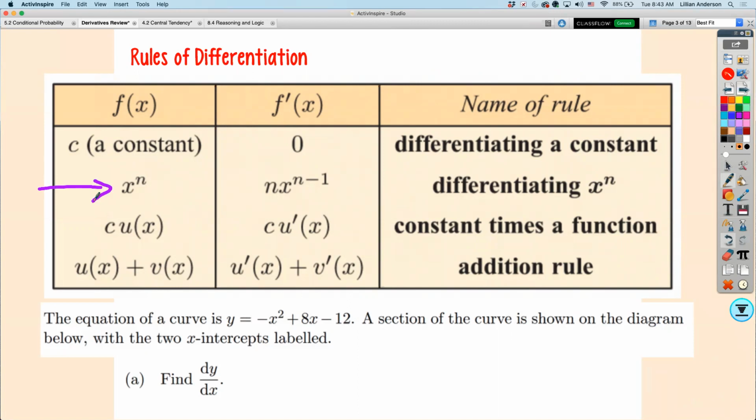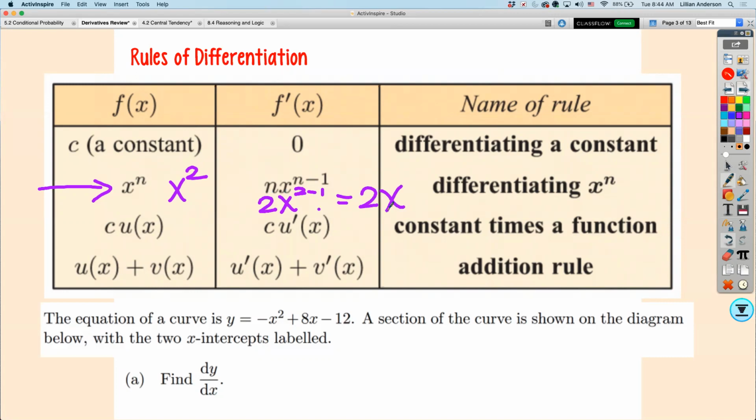You have written this down before. I literally pulled this from your old notes. If I'm given a power function, AKA a number or a variable raised to an exponent, then the derivative is found by bringing the exponent down to the coefficient and subtracting 1 from the exponent. So x squared would turn into 2x to the 2 minus 1, or in other words, 2x.